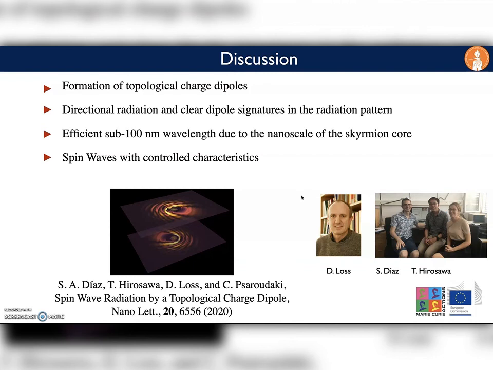So to summarize, we suggest the formation of topological charged dipoles using Skyrmion and anti-Skyrmion bilayers, which act as a spin wave emitter of directional radiation with clear dipole signatures. The proposed spin wave generation mechanism is reliable and robust and in the sub-100 nanometer wavelength due to the nanoscale of the Skyrmion core. And the characteristics of the emitted spin waves, since they are linked to the topology of the source, allow a control of the spin wave features, including, as we suggested, the amplitude, the preferred radiation, the direction of propagation, and the wavelength.